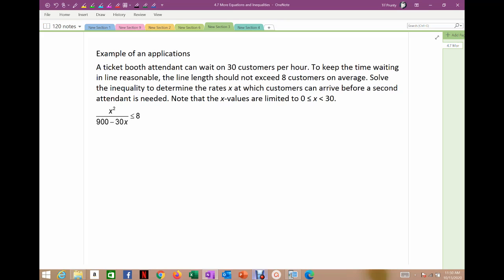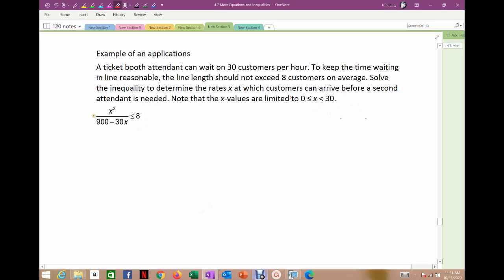So that, again, is between 0 and 30, because it's over an hour, right? So about 30 people in the store per hour, so that we don't exceed 8. Otherwise, I need another person at the checkout line, since they have more people. So we want to know what rate, what x values, can the customers arrive at before they need to call a second person, so that the wait times aren't going to exceed what they want. Keeping in mind, my x values can only be between 0 and 30, right? I can only have 30 customers per hour.